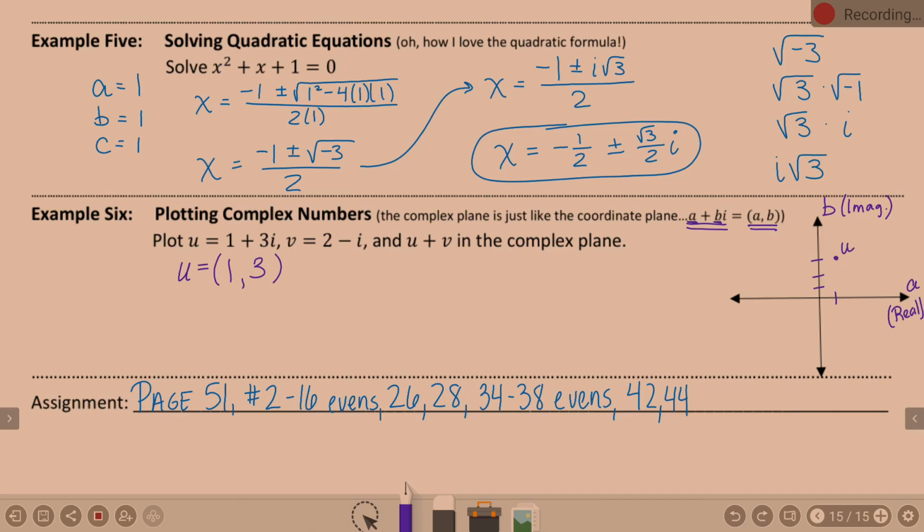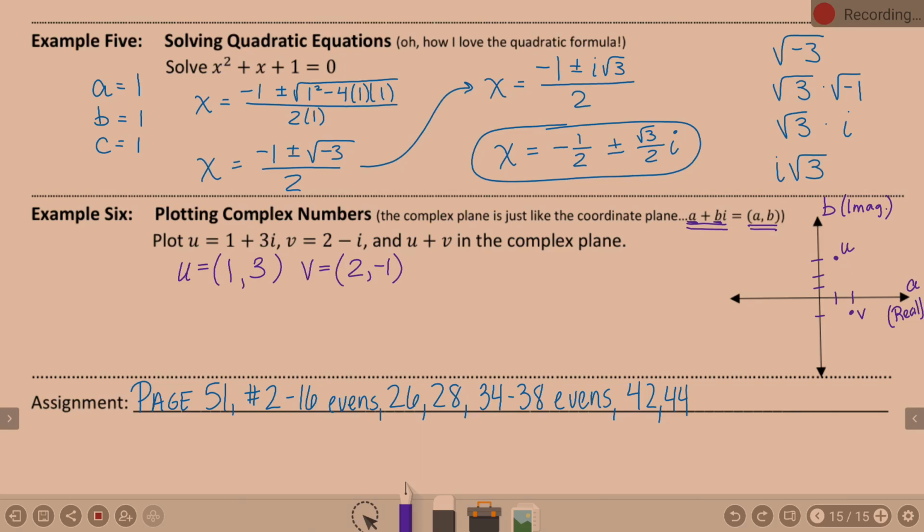What about v? It's 2 minus i. How is that as an ordered pair? You've got the real part 2. Minus i means we have a coefficient of -1. So v is 2, -1. So we're going to go right 2 and down 1. And that is v.